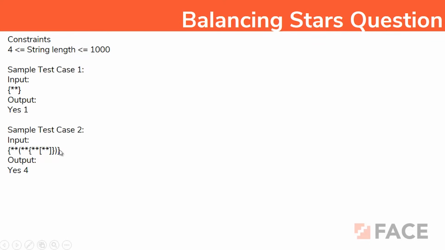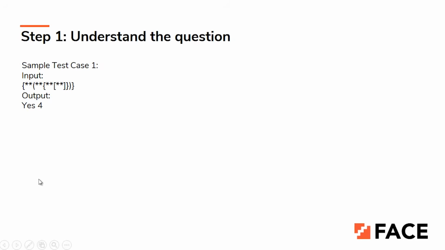Similarly, in this second test case, we have 4 different types of brackets and in between all the brackets we have at least 2 stars. So, we will be printing yes and 4 as the output. Now, let's try to understand the question even more clearly so that we can frame the logic accordingly.